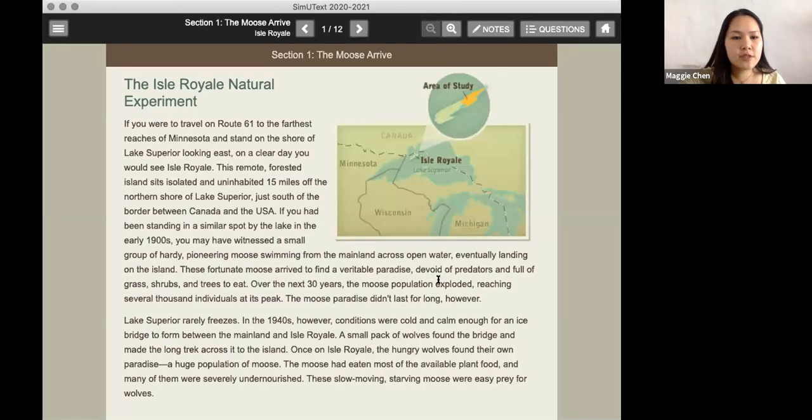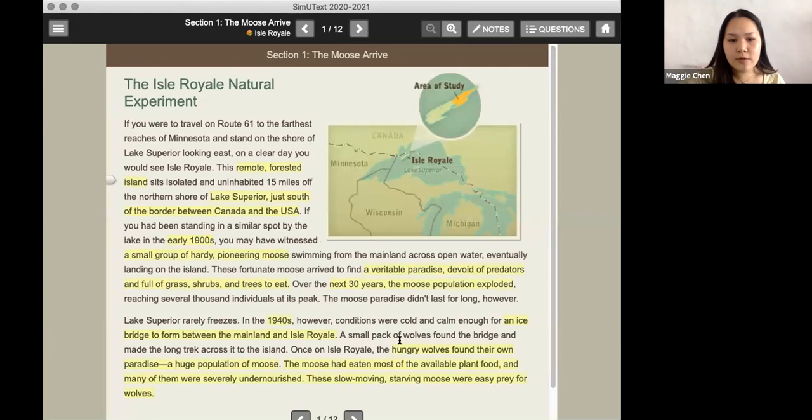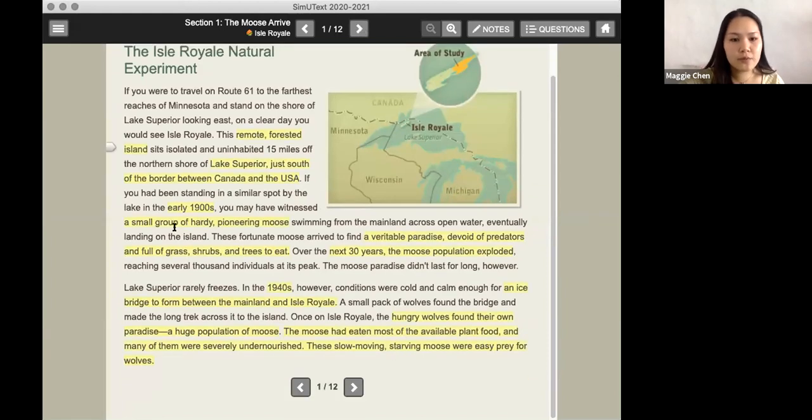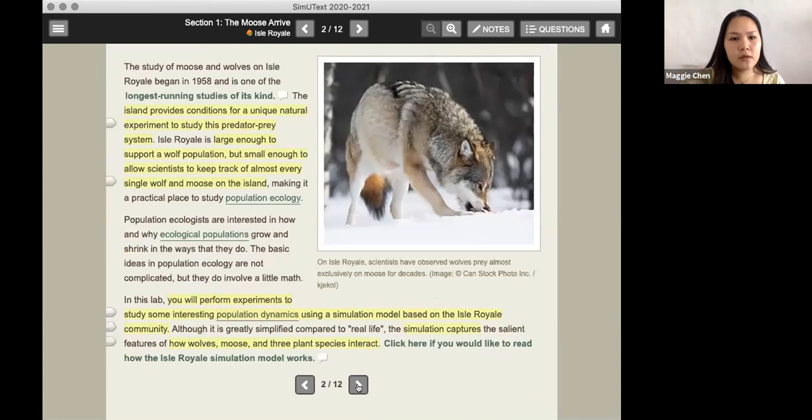some background information in the beginning, which I briefly went over. You can read it through, but basically it's talking about the beginning when moose started to arrive and how wolves were eventually introduced after a couple of decades. It's the longest running study for this type of population dynamics, and we are now going to look at it through the simulation.